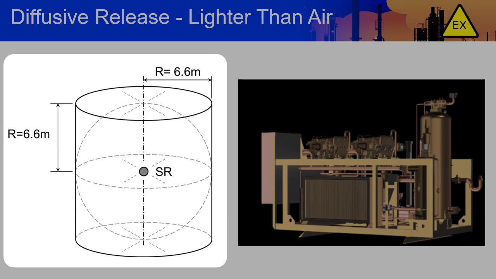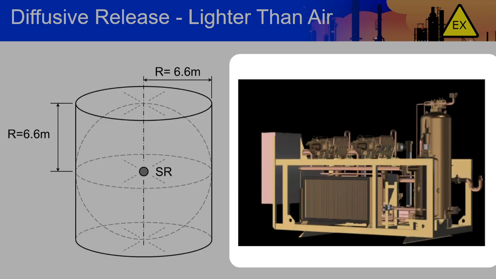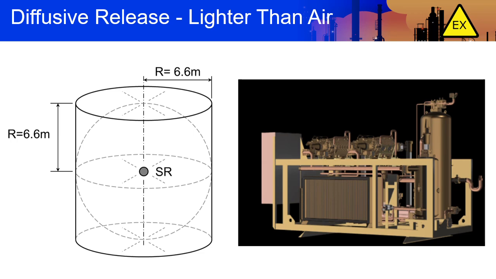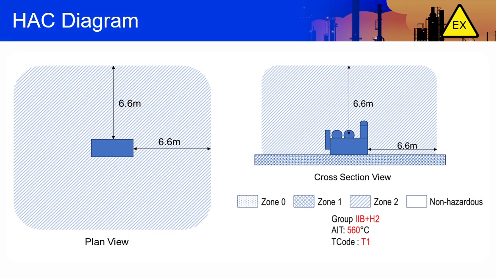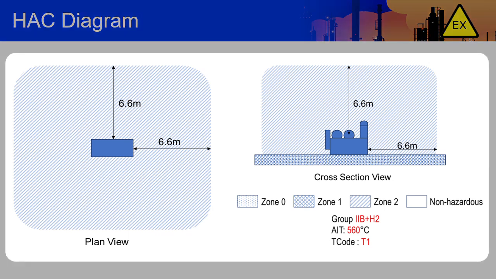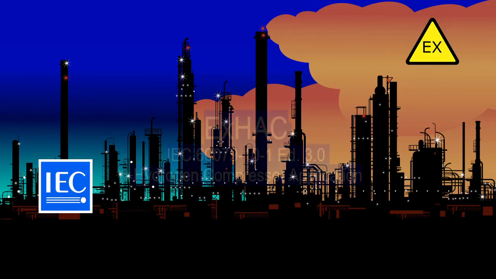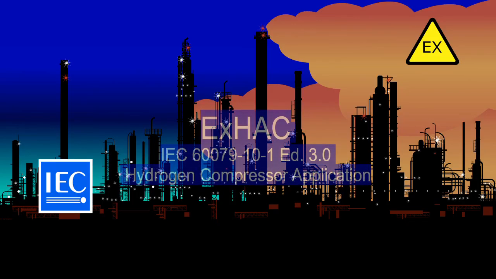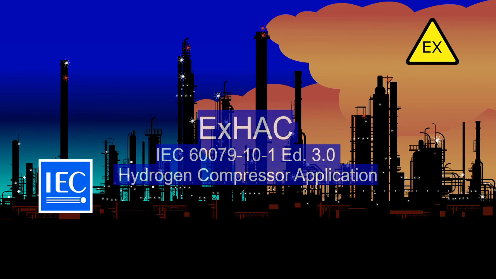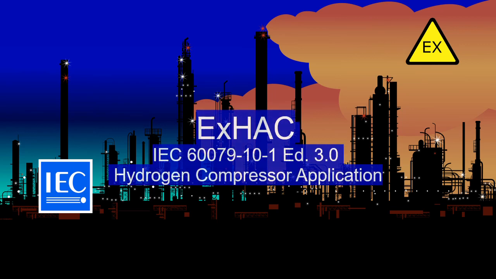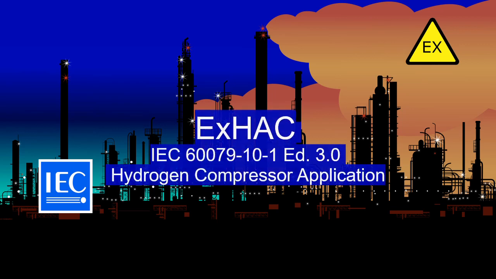The hazard zone surrounding a diffusive release will look like this. Let's apply this diagram to our compressor skid, along with our results, to show the extent on a HAC diagram. Our final HAC diagram will look like this. Our analysis is complete. Our hazardous area classification design for this hydrogen compressor application is now complete.